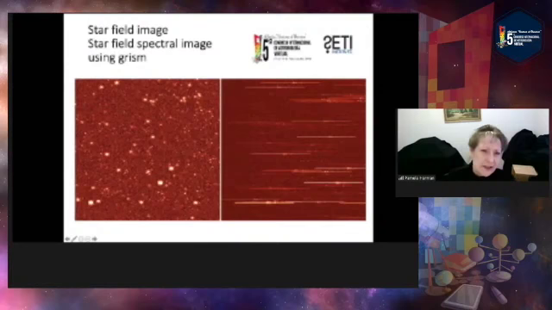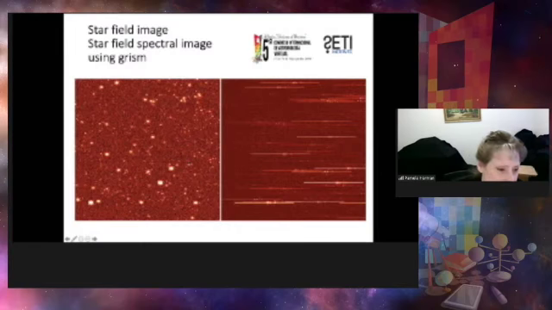And now, I mentioned a spectral image. So here's a star field. And then when you use a grism, you actually get spectra from these point sources. And those spectra then can be analyzed. And it tells a different story than looking at the point source.